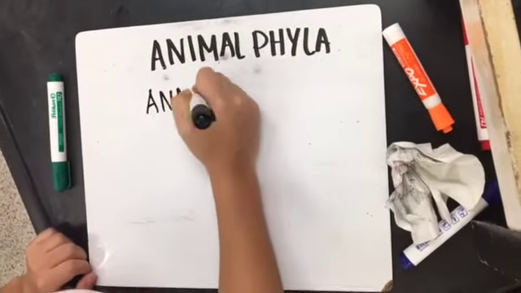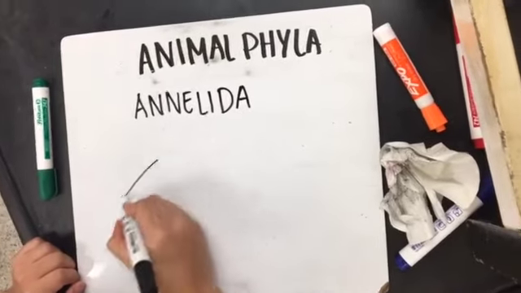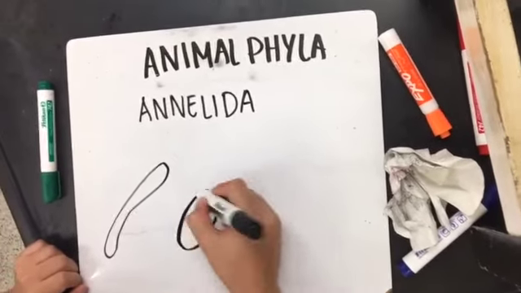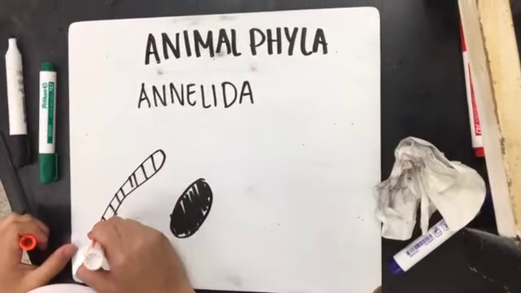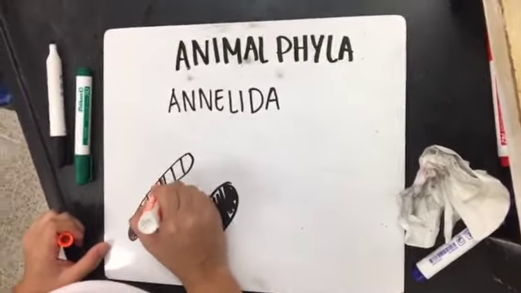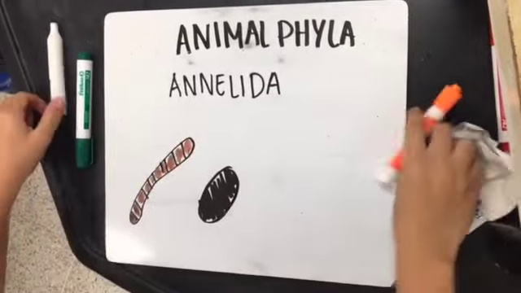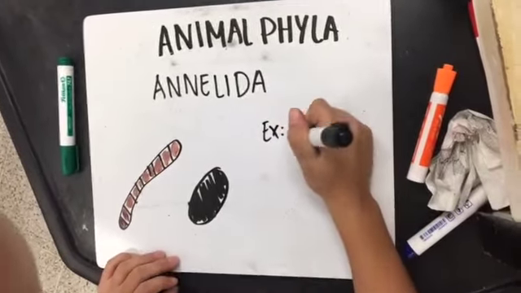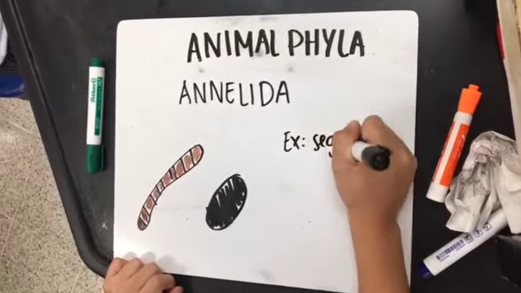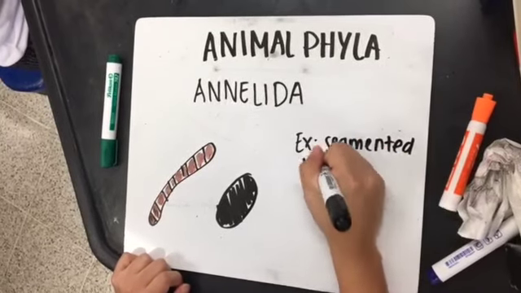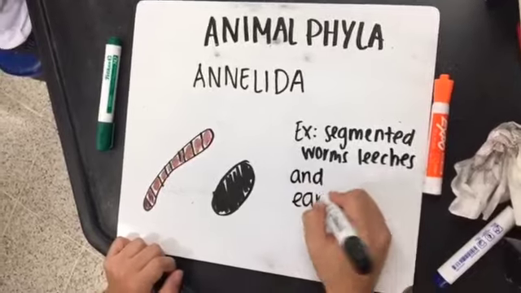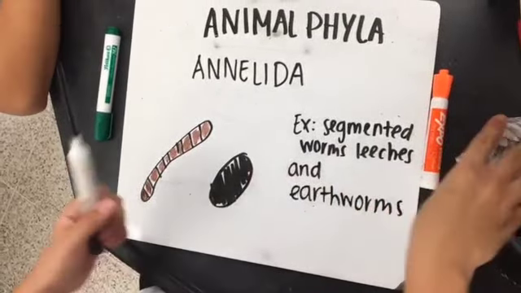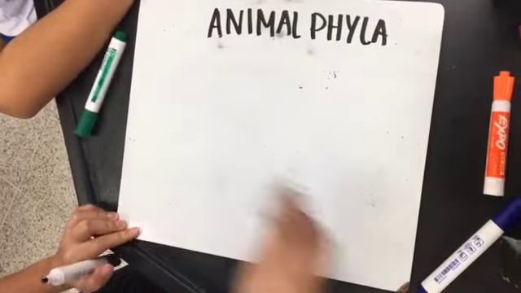Animal phyla, Annelida. They have a simple intestine with a mouth and anus, which are separated. They divide the body into segments, each with a specialization. They can be found in marine environments and in freshwater. They can also be found on land. Examples are segmented worms, leeches, and earthworms.